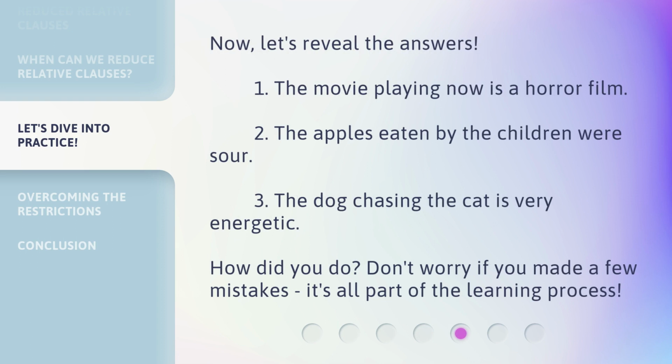Now, let's reveal the answers. 1. The movie playing now is a horror film. 2. The apples eaten by the children were sour. 3. The dog chasing the cat is very energetic. How did you do? Don't worry if you made a few mistakes. It's all part of the learning process.